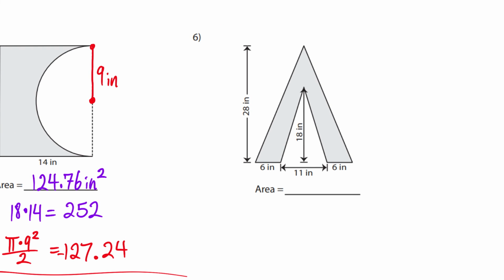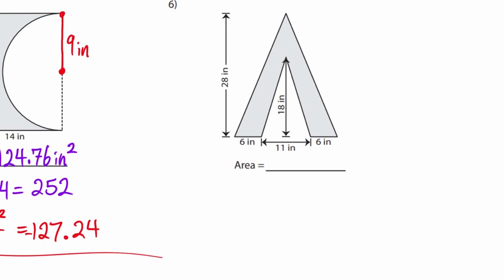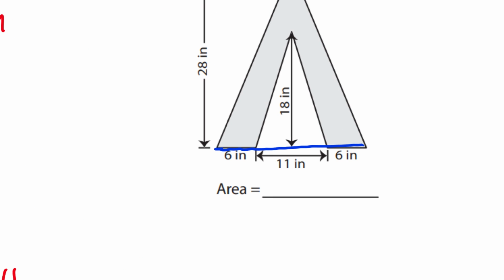All right, on this last one. So what two shapes are going on there? Two triangles, right? Okay, so for the larger triangle, we're going to have to think about this. How long is this whole base going to be? Okay, 23, because it's the 6 plus 11 plus 6. So the whole base is 23.